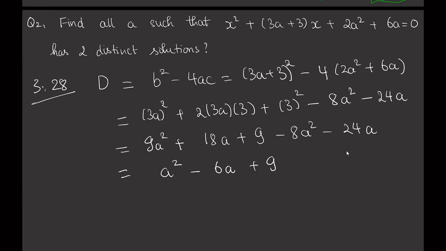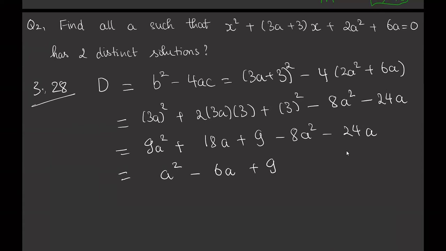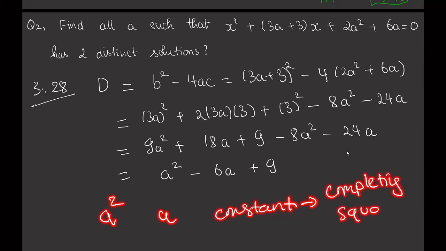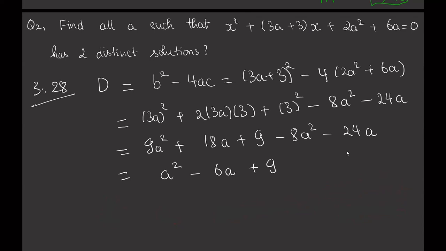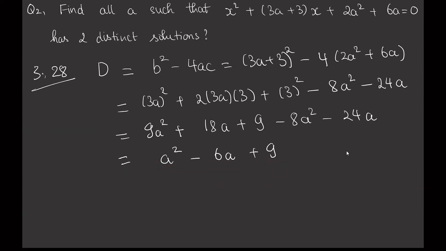And we plus 9. When I see something with a square, an a, and then a constant, when I see a pattern like this, I think about completing the square. That's what I think whenever I see a square, an a, and a constant. There might be a coefficient in front of them, but that's not a problem. So I want to bring it into something like this square and then plus a constant, okay?